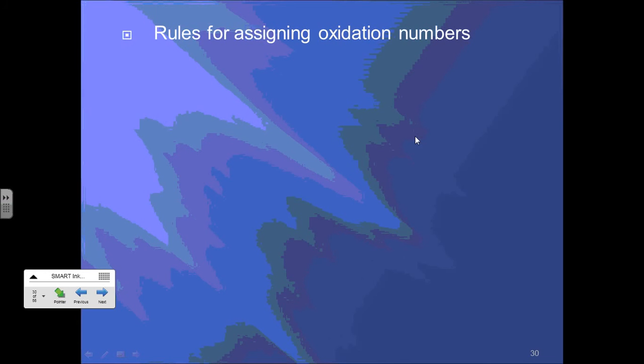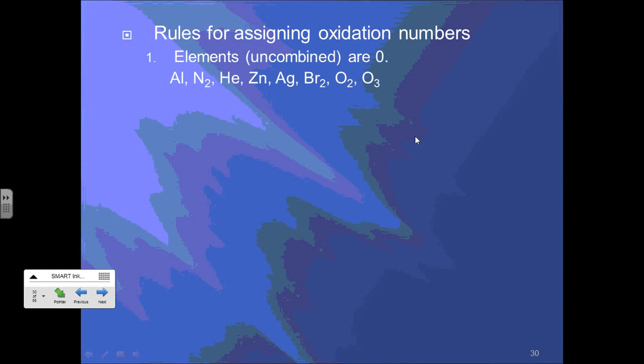Now, to label oxidation and reduction, we have to go through a series of rules for assigning oxidation numbers. First, elements that are left uncombined have an oxidation number of 0. This includes diatomic covalent compounds or exception compounds where they're covalently bonded, such as oxygen or perhaps even ozone, O3. Aluminum, nitrogen, helium, zinc, all of these are notable examples which, when they're not bonded with anyone, have an oxidation number of 0.